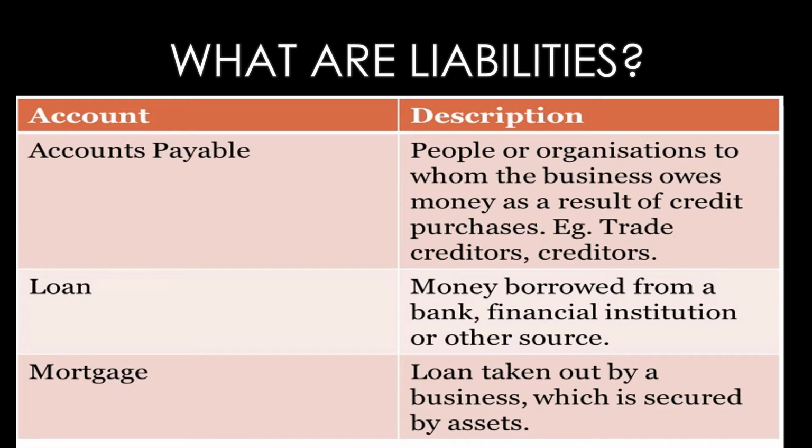A loan, on the other hand, is money borrowed from a bank, financial institution, or another source in order to actually purchase some form of asset. So that could be taking out a loan to buy a motor vehicle, or to buy some form of computer or furniture and fittings. The main difference between a loan and a mortgage is that a mortgage is taken out by a business and secured by assets, and it is a bigger liability than a loan. So for example, you would take out a mortgage to purchase a building or a block of land, as opposed to some simple furniture and equipment or computers.